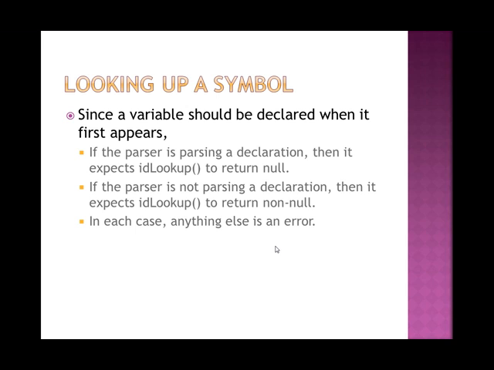Since a variable should be declared when it first appears, that is, at the first time. If the parser is parsing a declaration, then it expects the ID lookup to return null. If the parser is not parsing a declaration, then it expects the ID lookup to return non-null, that is, the data is available in the symbol table. In each case, anything else is an error.